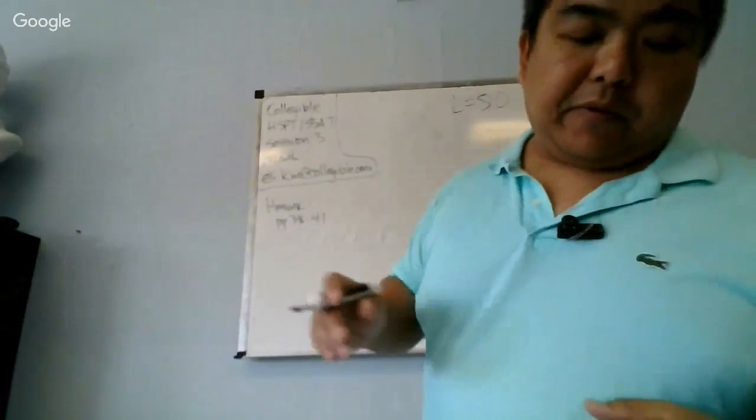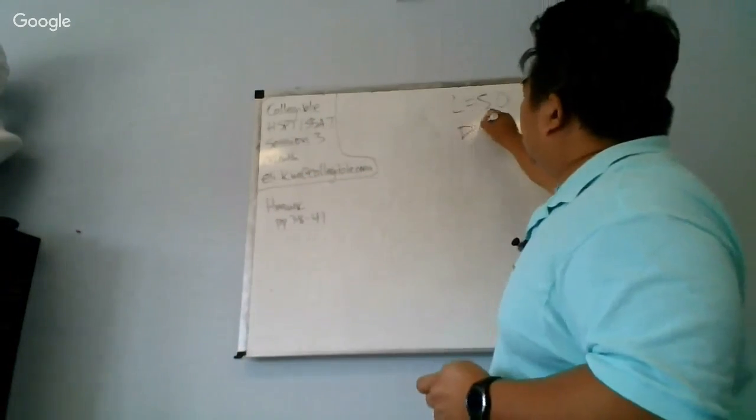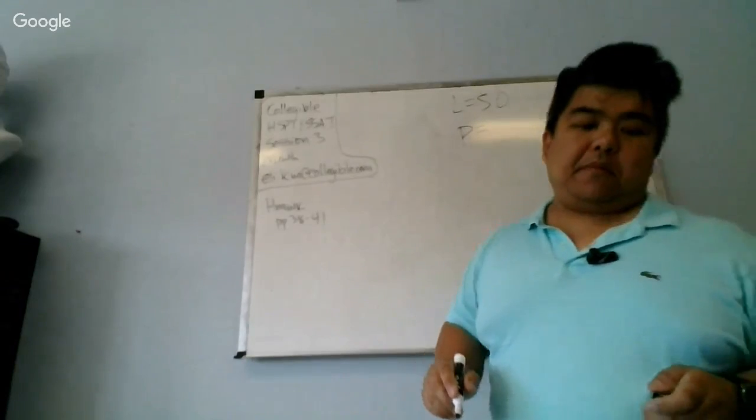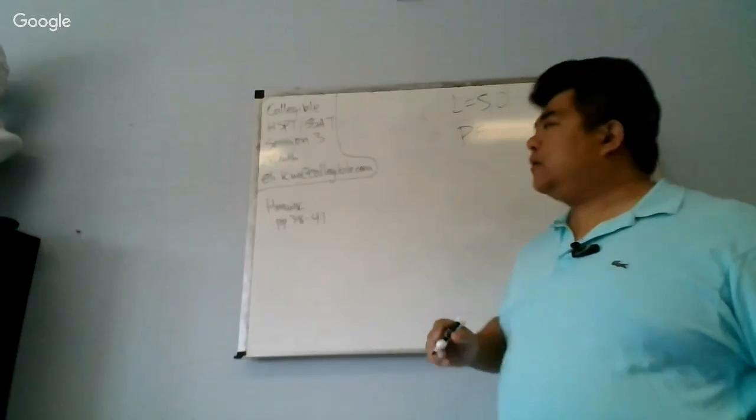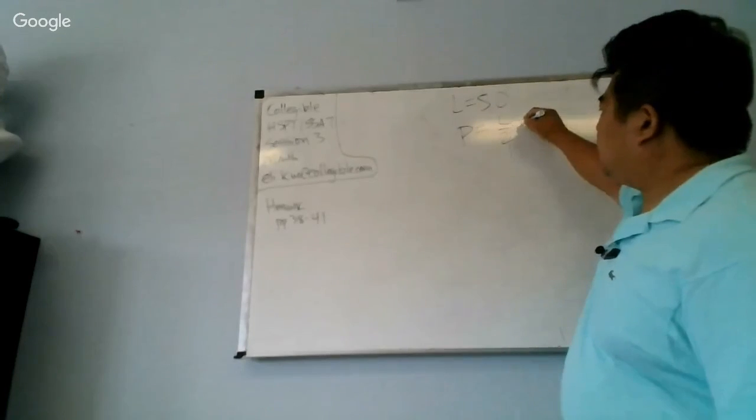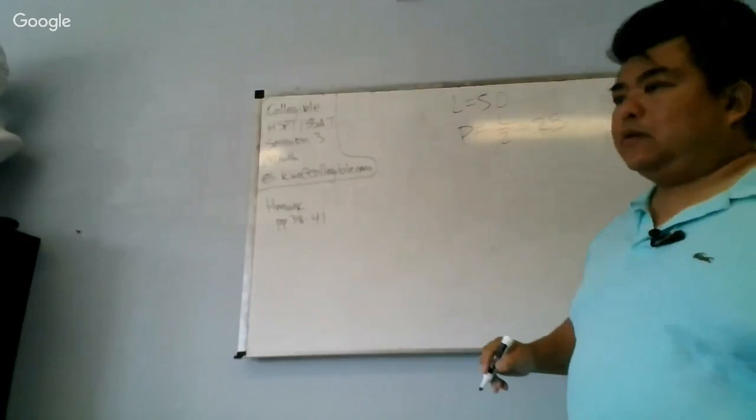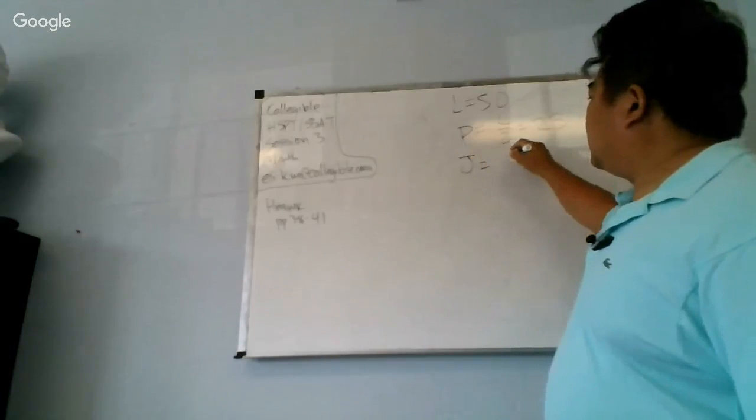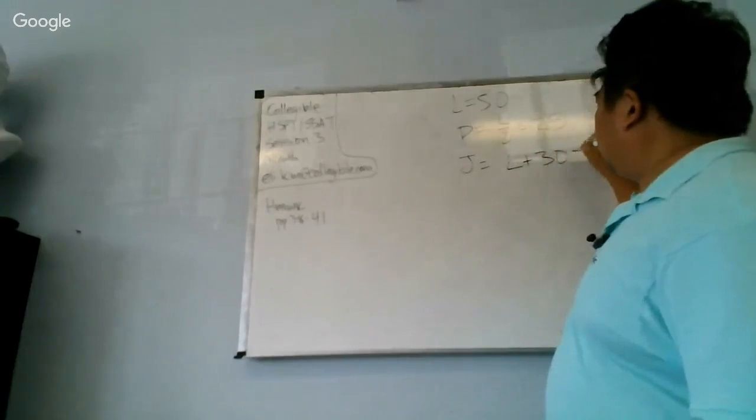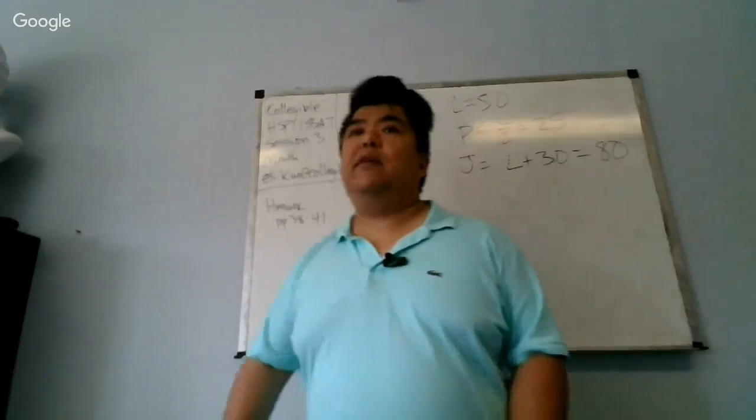Okay, the next part, Jack, what would you do? P equals L divided by 2. Okay, you could say L divided by 2, which is equal to 25. Correct. And if you want to do the third one, Josh. Josh equals L plus 30. L plus 30. And that's 80. Correct. Okay, so you got all 3 values there.